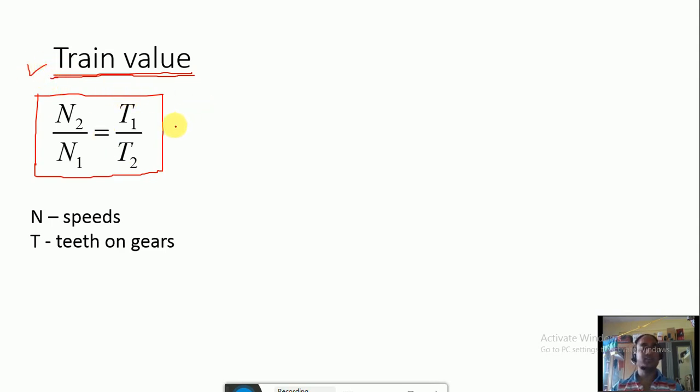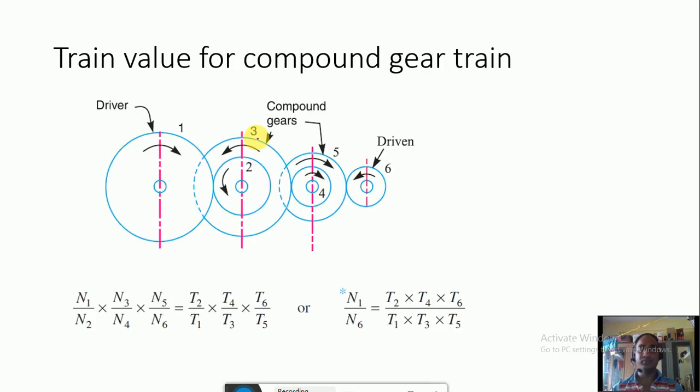So what is train value? It is the ratio of the speed of the driven to the speed of the driver. So one means driver, two means driven. It is equivalent to the number of teeth on the driver to the number of teeth on the driven. Here n is the speed and t is the number of teeth. So t1 means the number of teeth on the driver, and t2 means the number of teeth on the driven. It is that simple. So the definition of train value is the ratio of the speed of the driven to the speed of the driver. We'll move towards the next.